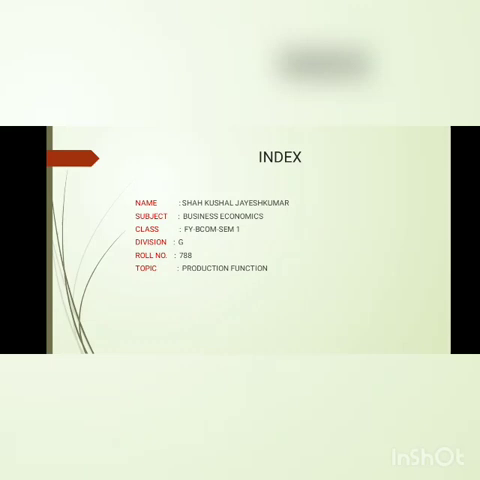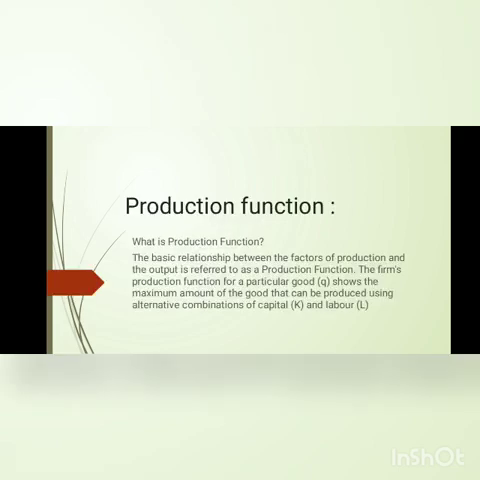In this video, we will study about production function. So let us understand what is production function. What is production function? The basic relationship between the factors of production and the output is referred to as production function. The firm's production function for a particular good shows the maximum amount of the good that can be produced using alternative combinations of capital and labor, which are denoted as K and L respectively.